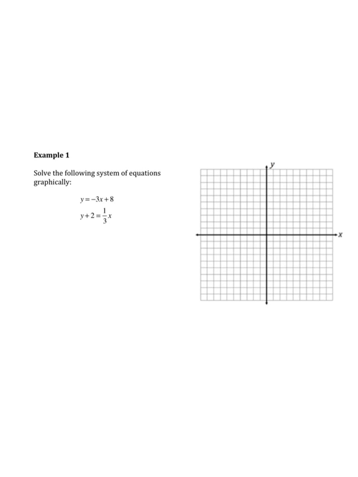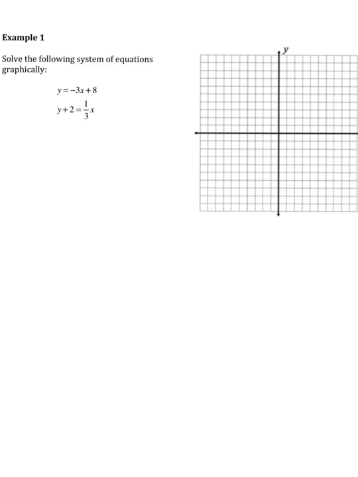Okay, we want to solve the following system of equations graphically. The first thing I need to make sure of is that both equations are in terms of y. This bottom one is not, so I'm going to subtract the 2 from both sides and get y is equal to. This is my y-intercept, and this is my slope, -3. So the y-intercept of the first equation is 8, and the y-intercept of the second is -3.